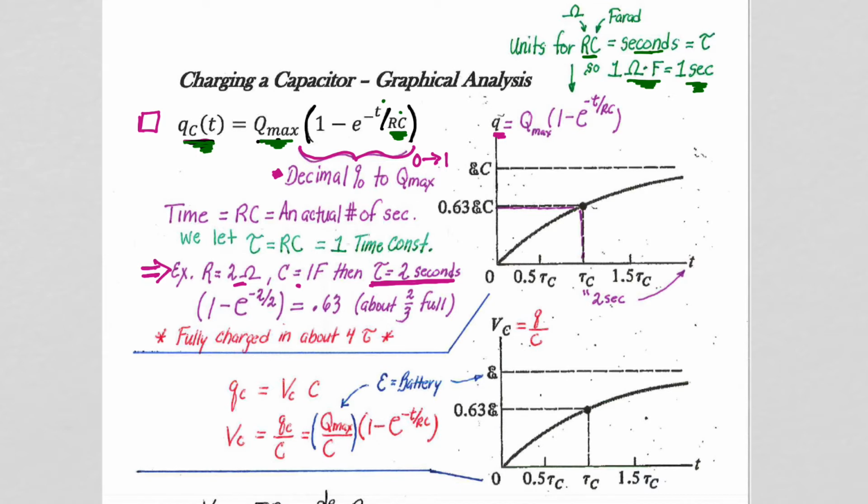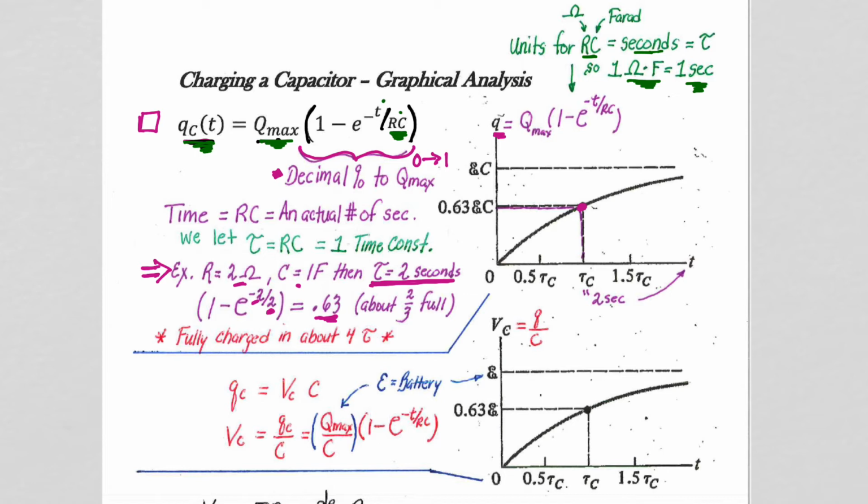Well, when R times C equals 2 seconds, and little t equals 2 seconds, so at time 2 seconds, which corresponds to the RC of 2 seconds, we are at 63% full, roughly 2/3. So there's no magical meaning to it, other than it happens to equal roughly 2/3. So it gives us a way of comparing RC circuits.